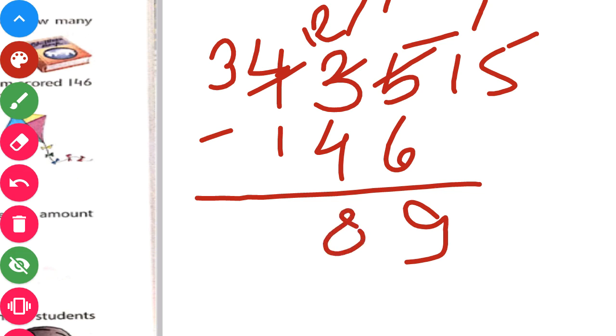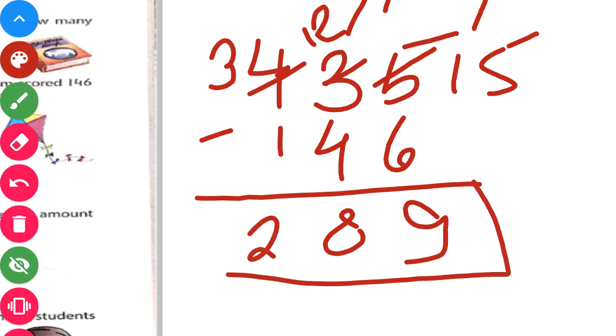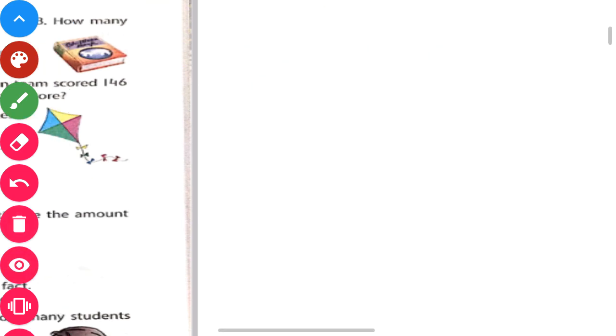Now subtracting 1 from 3, we will get 2. 289. 289 runs were scored by the Australian team. Great. Let us move toward our next question.